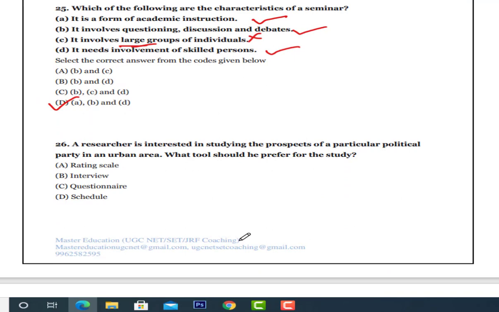The next question. A researcher is interested in studying the prospects of a particular political party in an urban area. Okay, some survey is happening in an urban area. What tool should he prefer for the study? Because it is an urban area, they don't know how to interview or rating scales and all. So they know only the questionnaires. So questionnaire is the correct tool to take the survey.